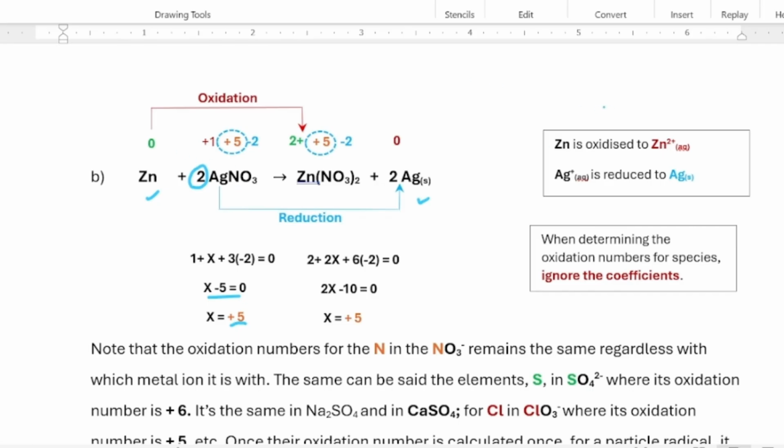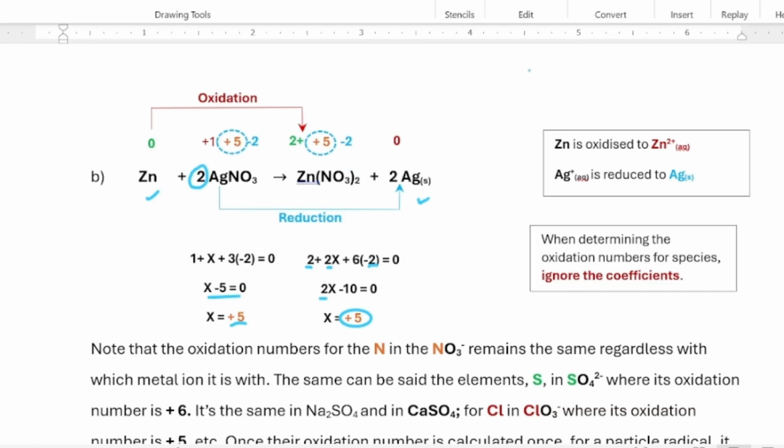Same thing applies here. Here you have 1 zinc. We know zinc is standard, positive 2. But you have a 2 outside the bracket here. So that means you have 2 nitrogens and 6 oxygens. So let that be 2x, 6 into a negative 2. Then you do the math, you end up with 2x minus 10 is equal to 0, and x is equal to positive 5. So you see that? In both cases, the oxidation number for nitrogen is the same.